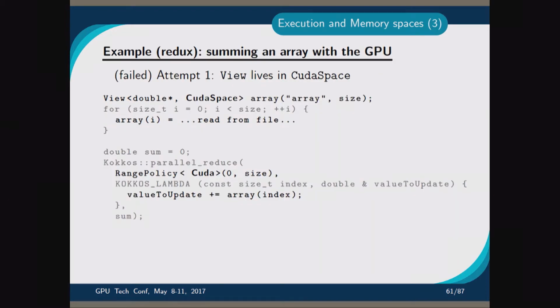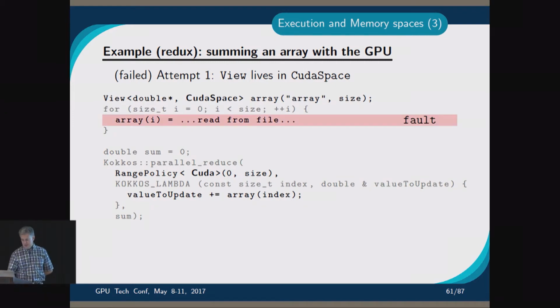Not good. Okay, so we have the view now. Now we go back to this original example. So we want to go back and say we're going to load something up on the host, and then we're going to actually process it on the device because we're going to be doing a range policy on CUDA. CUDA memory space, CUDA execution space, and try and do this.